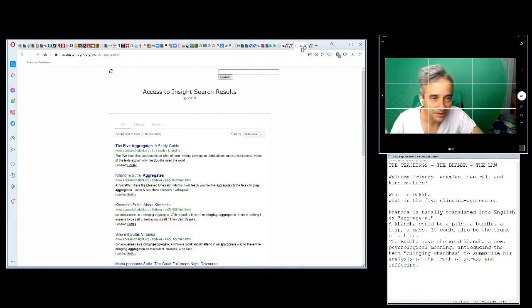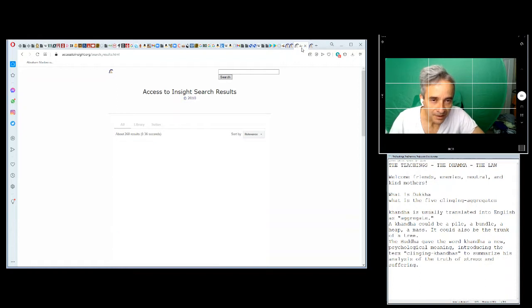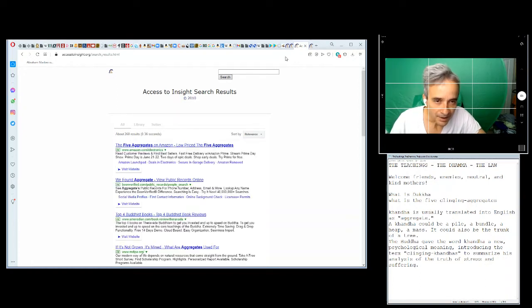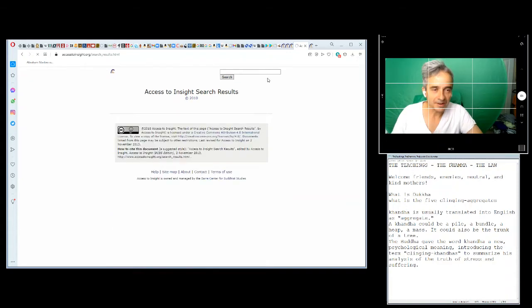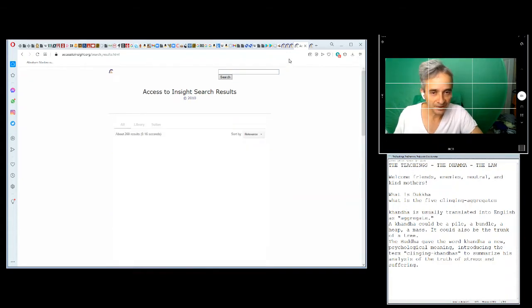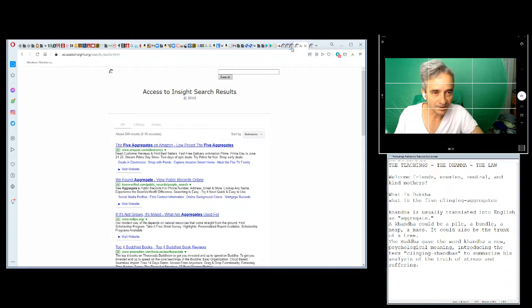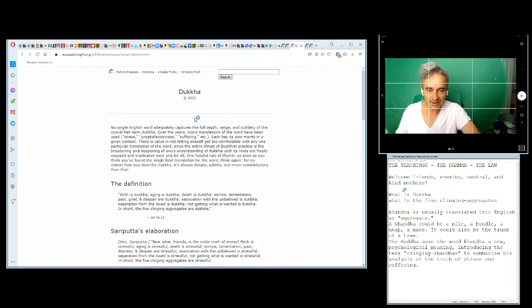Oh, what I want to do then is to reload, duplicate. Okay, I'm going to duplicate this search result so that then I can go back to this main page. This is important too. So we have 2 pages: this one on dukkha and this one on the 5 aggregates.